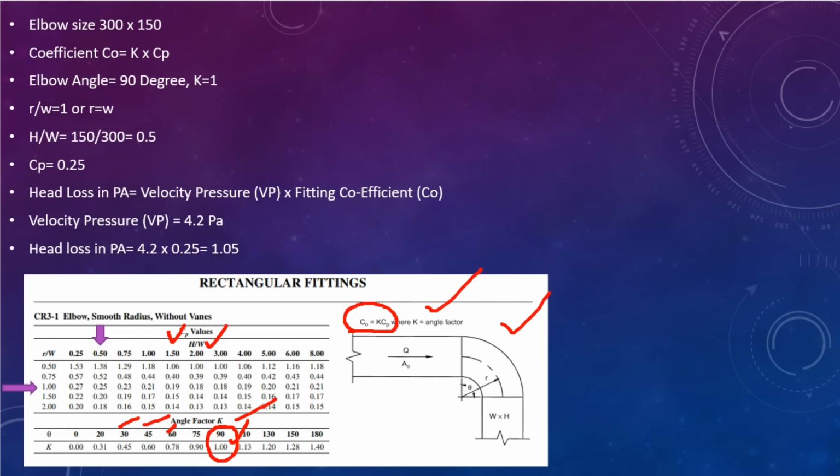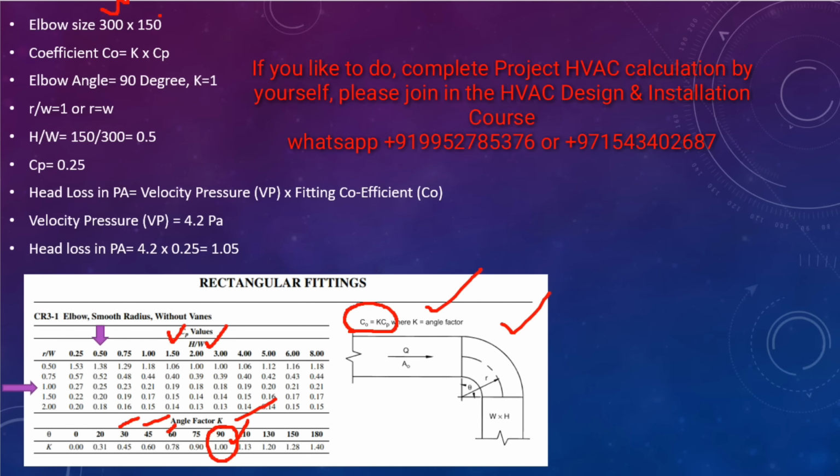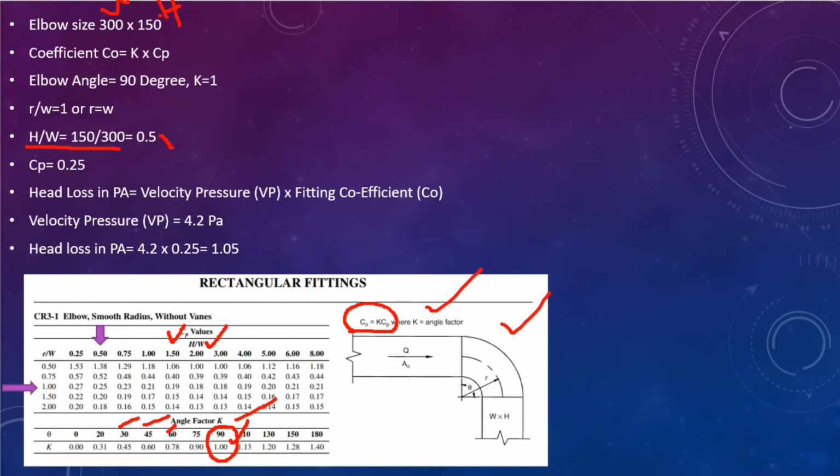H means the height of the duct by width of the duct. So in our case, this is the width and this is the height. So how to find out height by width? That is 150 by 300. That is 0.5. So we can go with this 0.5 here.